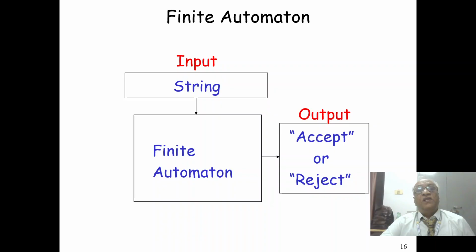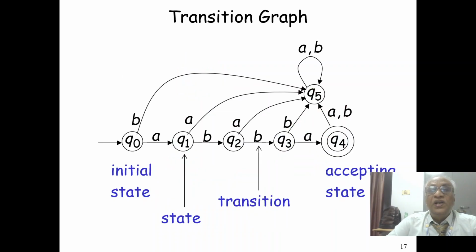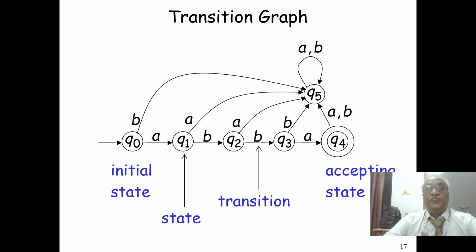We have already taken the importance of the word language. Any language will be either accepted or rejected by a finite automaton. So a language comprises strings. That string will be given as the input. The finite automaton will be taking that input, and in the output we'll be getting an accept state or a reject state. Let us say this is a transition graph representing a finite automaton.